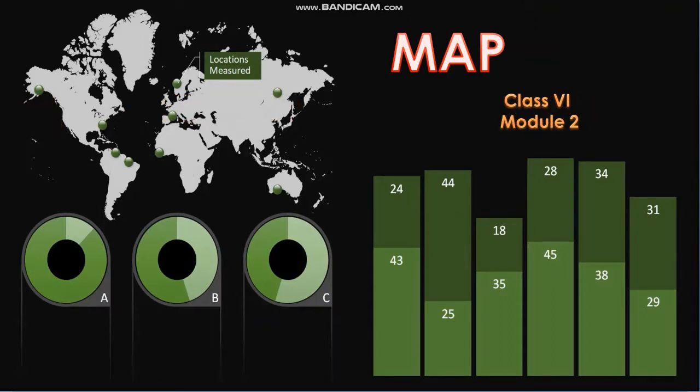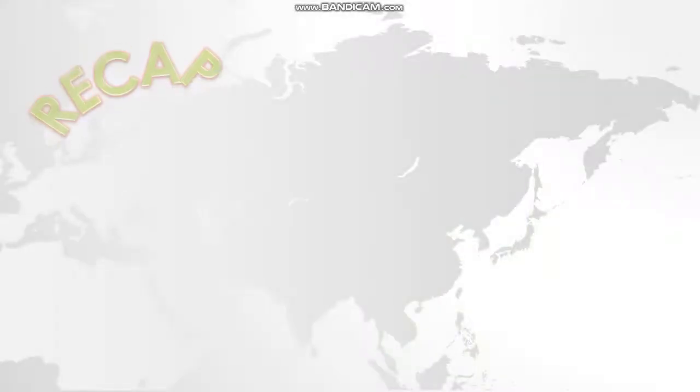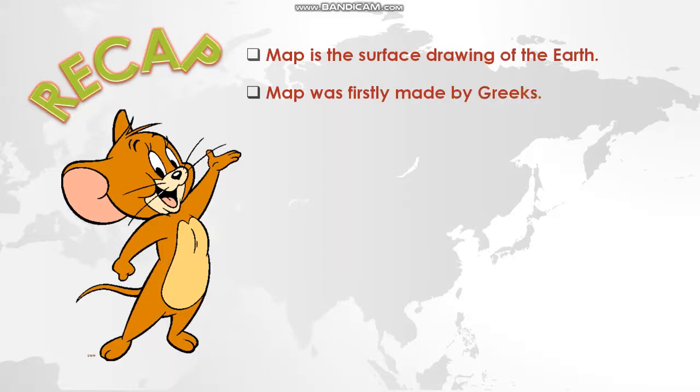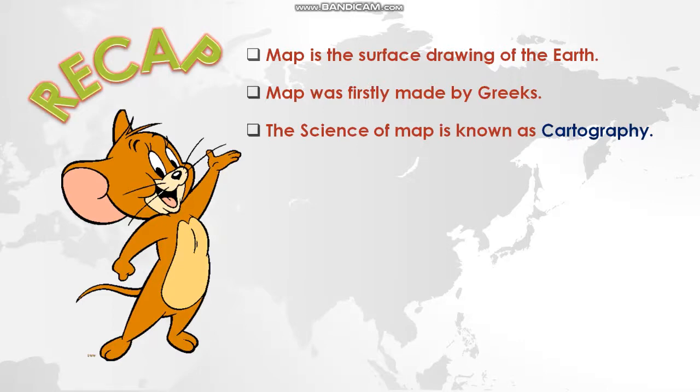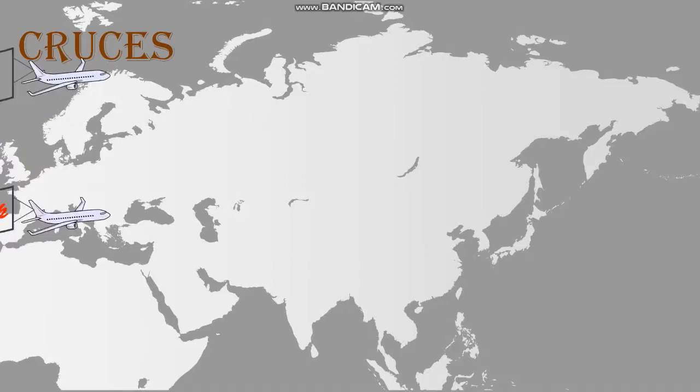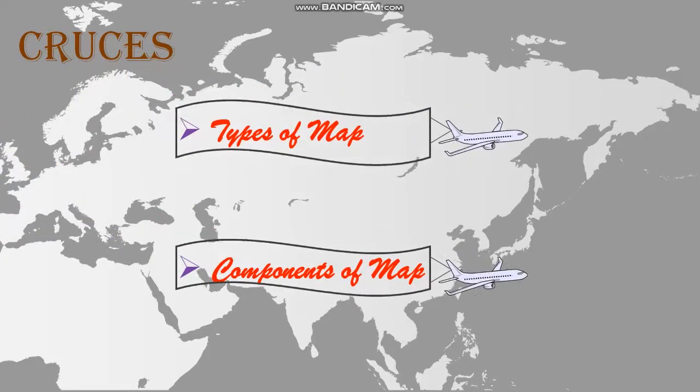Dear students, in the previous module we have learnt about maps. Map is the surface drawing of the earth. Map was firstly made by Greeks. The science of map making is known as cartography. In this module we will study about types of maps and components of a map.